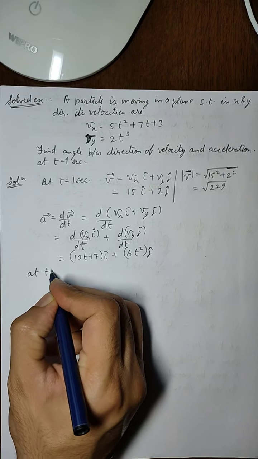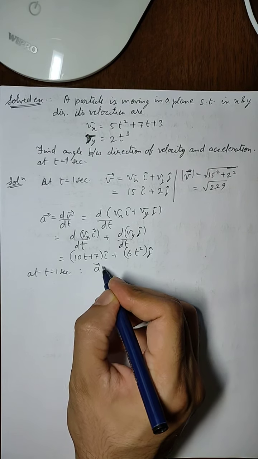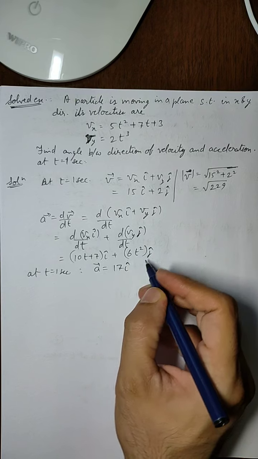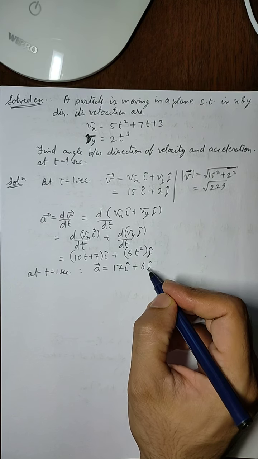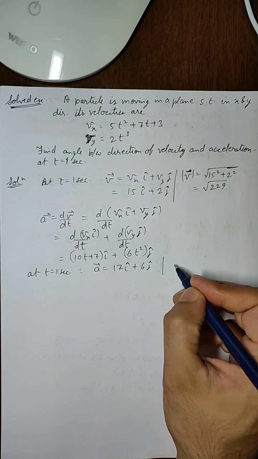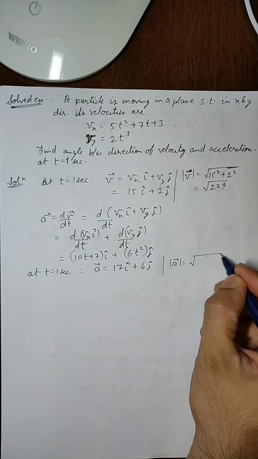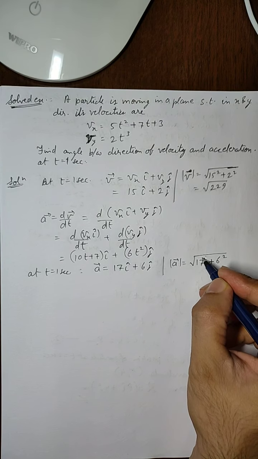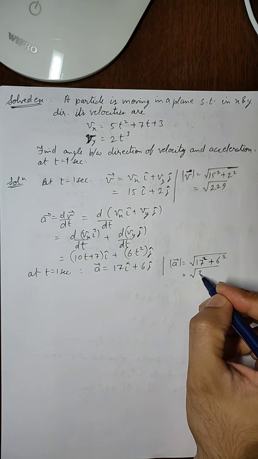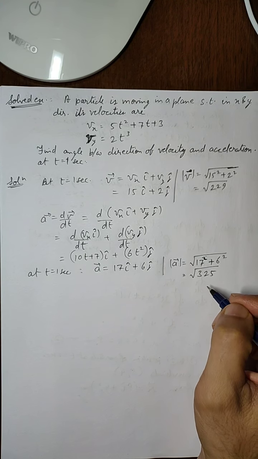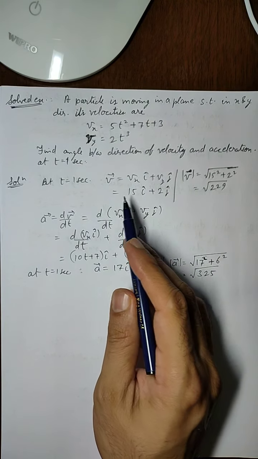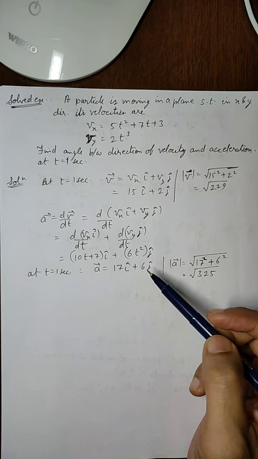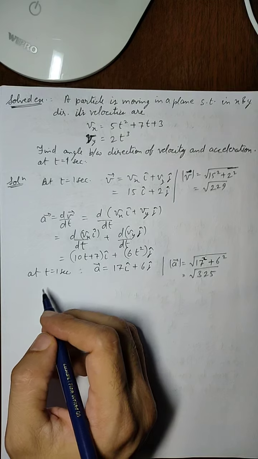So at t equals 1 second, the acceleration vector will be 10 plus 7, so 17 i cap plus 6 j cap. This will be the acceleration vector. We can also find the resultant. The resultant will be root of 17 square plus 6 square, and this will be equal to root 325. So we have magnitudes of both velocity and acceleration, and we have vectors for both. Now we have to find the angle.